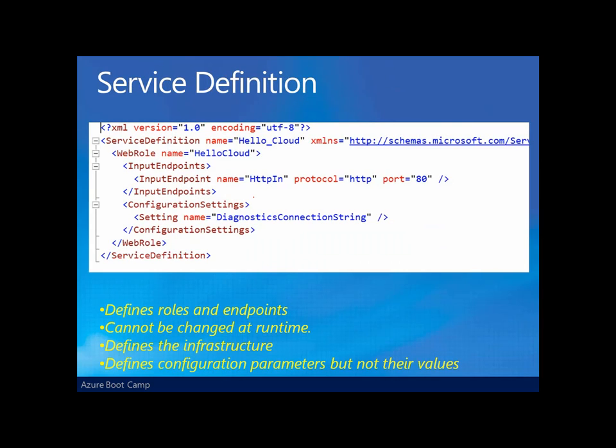Well, first of all, the service definition file essentially defines the roles and the endpoints for those roles. And what we find in terms of configuration defined in this file cannot be changed at runtime. What it does is essentially define the infrastructure for our applications, for our web and worker roles, defining things like configuration parameters, but not their actual values. For example, you'll notice here in this little XML file for our service definition file, we have one particular configuration setting called diagnostics connection string, but you'll notice there's no value set there, just the configuration parameter itself is established.